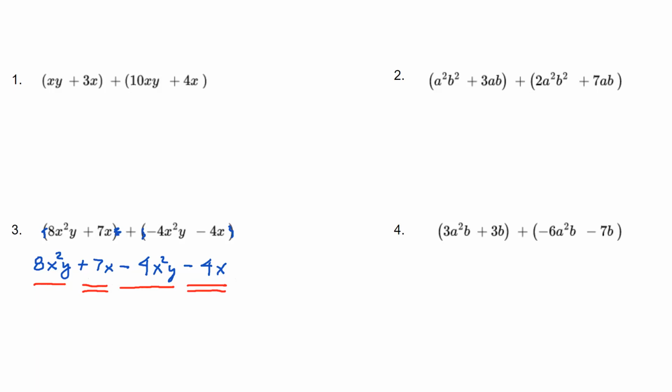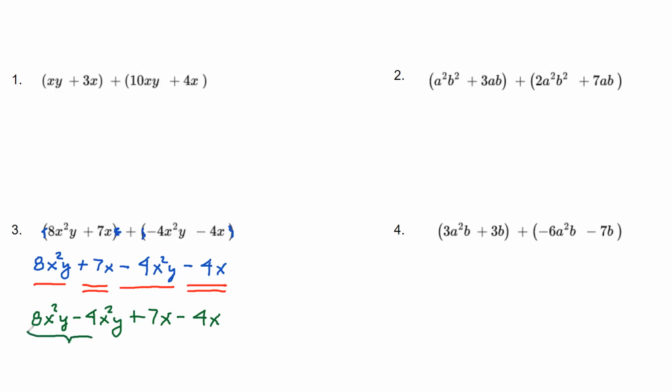It might help sometimes if you were to regroup these, meaning writing them in an order where it might make more sense to you. Let's do that in this case. 8x squared y minus 4x squared y. I'm grouping those x squared y terms together. Then I'll group the other ones. 7x minus 4x. This might make it a little bit clearer what's going on here.